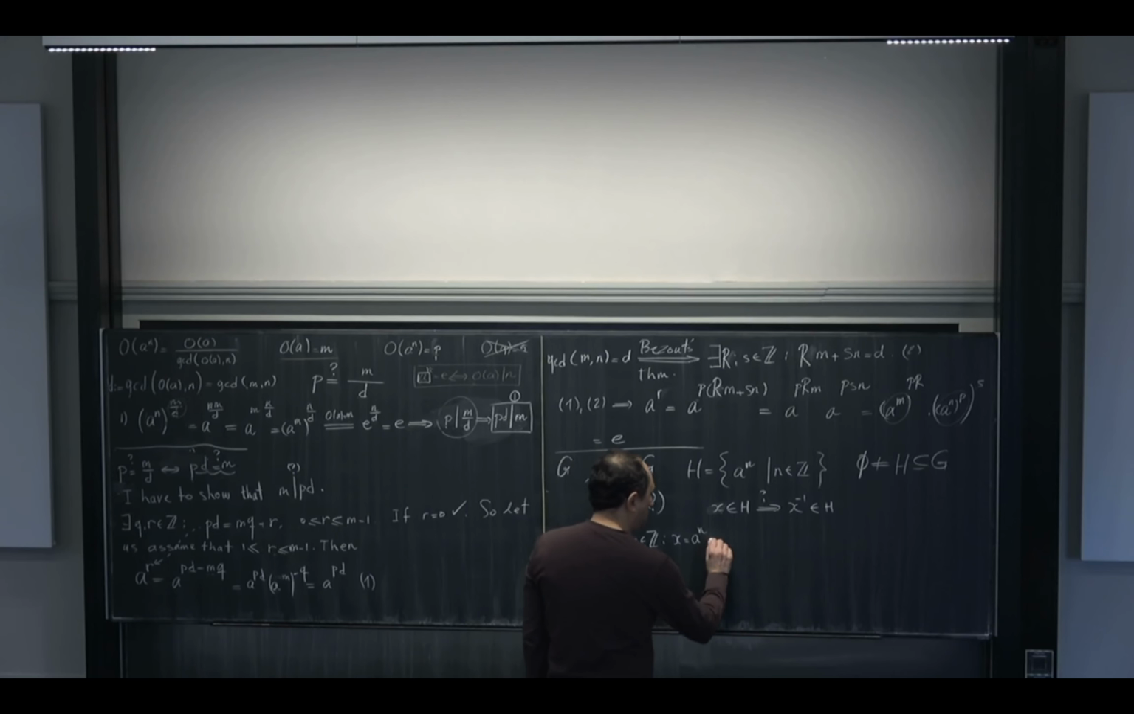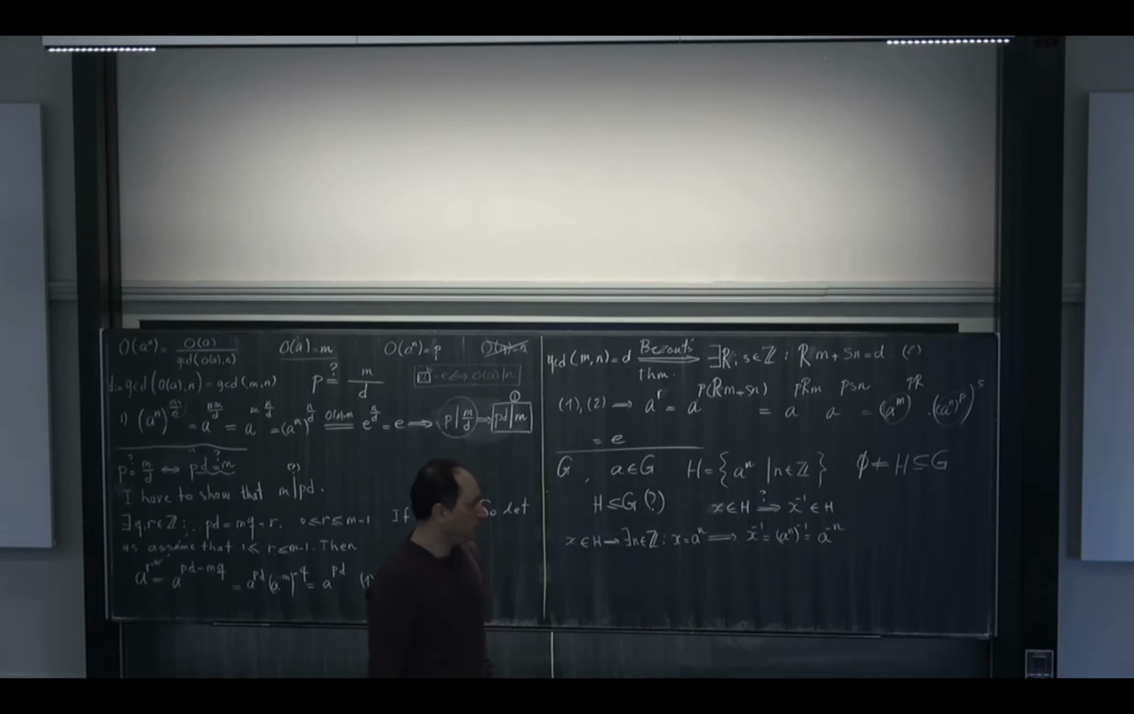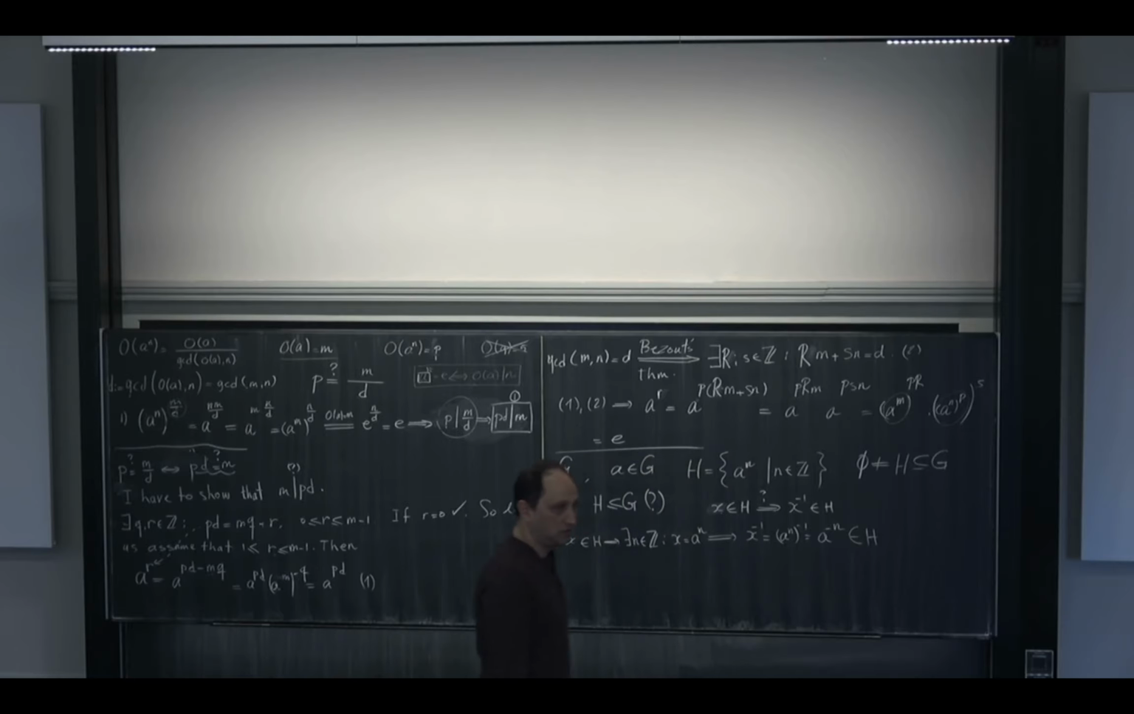Okay, what does it mean? This means that x inverse becomes a^(-n), but do you agree that a to the power minus n is also in H? I'm writing it very quickly to compensate for that short time that I spoke. So a to the power of minus n belongs to H.